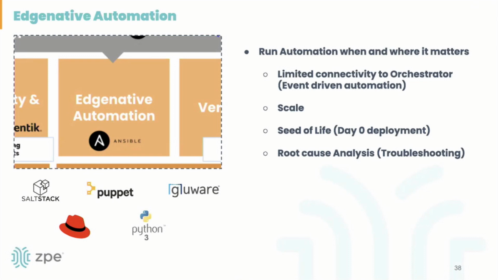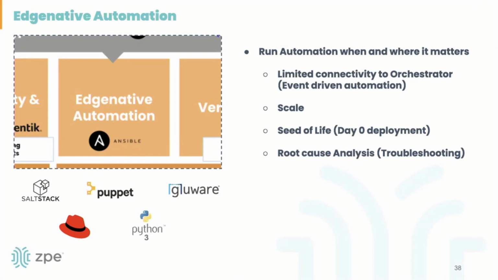Second one is scale. If you have hundreds of sites, thousands of sites, the likelihood that your cloud-based controller will start to struggle is very, very high. And one way of scaling out is by distributing. A good example is Salt, which does that natively. The entire design is around distributed automation, but you can find similar approaches from many other automation tools as well.